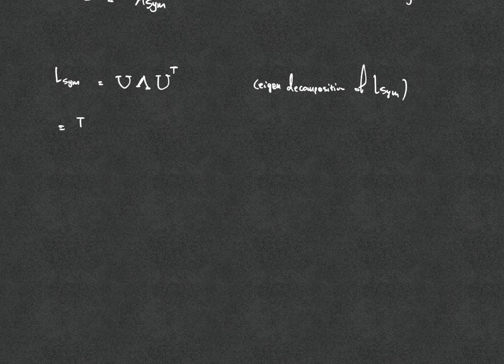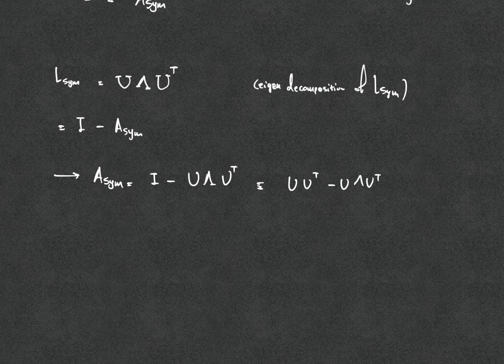Now you know that this is also going to be A minus the symmetric normalized adjacency matrix. Therefore, the symmetric normalized Laplacian would be I minus U lambda U transposed, which, because of the orthogonality, basically the orthonormal property of U, is going to be the same as this. So you can see that they share the eigenvectors.